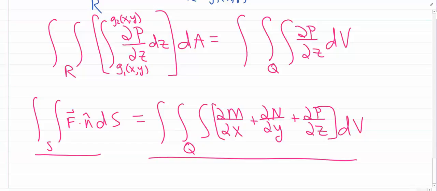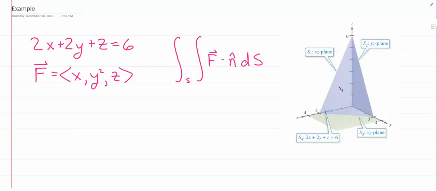So maybe that would make things simpler for us, right? So this is not a proof of the divergence theorem. This is a special case of the divergence theorem where you have a simple closed surface, I should say. But that doesn't matter. You can kind of see where it comes from. So let's look at how this would be used.